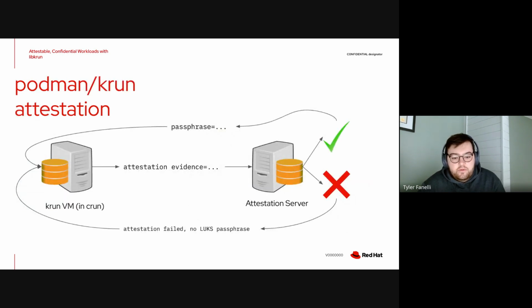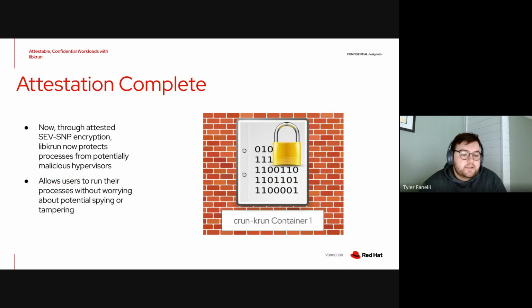When krun goes to attest, it'll give its attestation evidence, and the attestation server will examine that evidence with the information previously registered. It'll either successfully attest and give back that passphrase so the krun virtual machine can start running, or it'll say the attestation failed and there's no LUKS passphrase, so you can't run your application yet. It's basically verifying that you're actually running confidentially. If so, then it's unlocking your disk and you're going to be able to run. At that point, the attestation is complete.